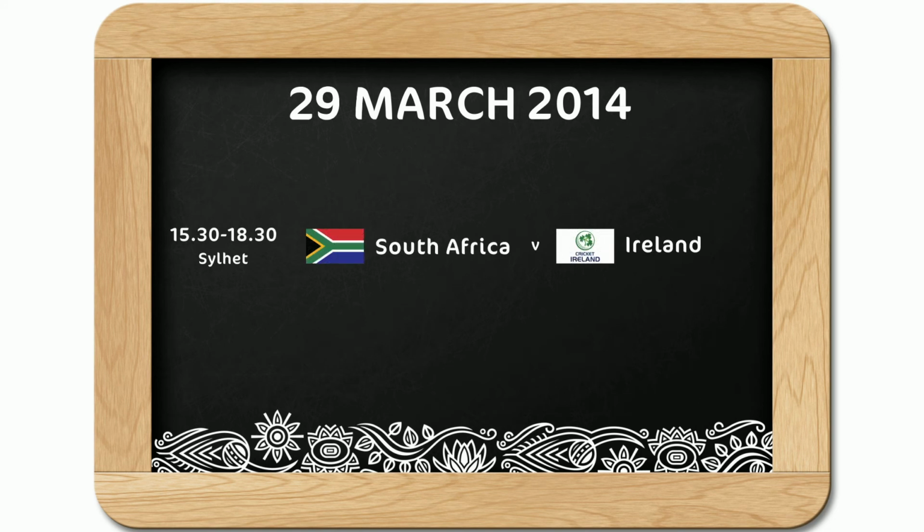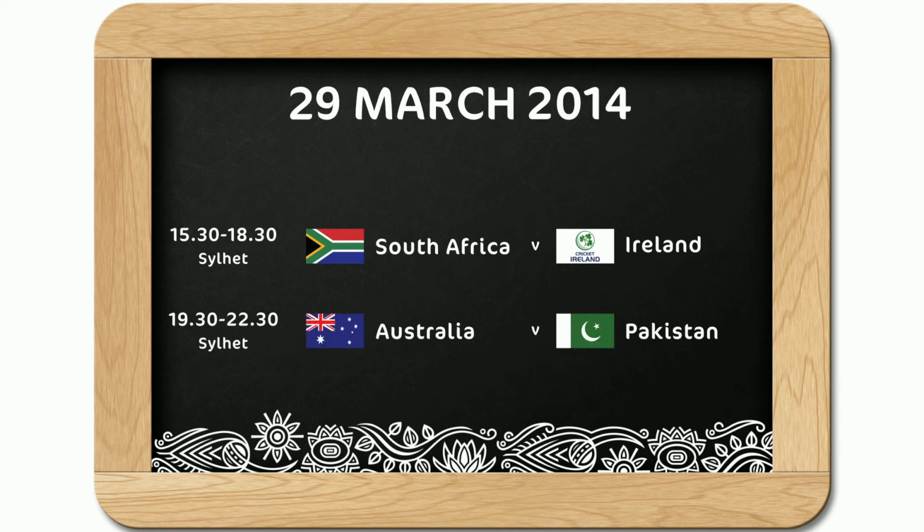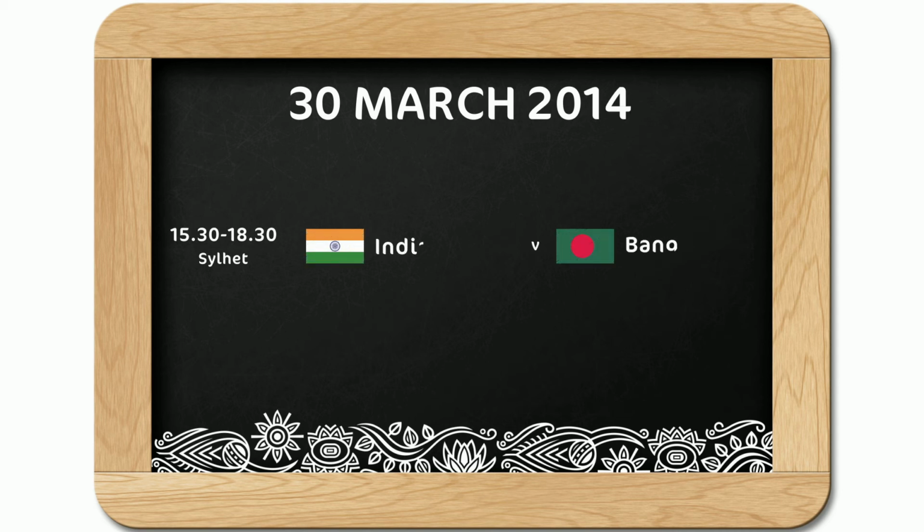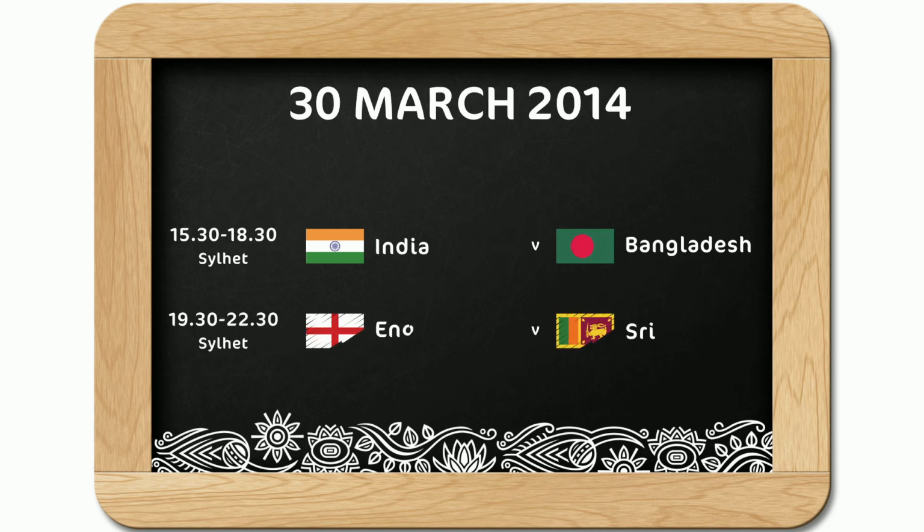The South Africa women's team will be playing Ireland for the first time in the tournament on March 29. The second match of the day will witness the Australian women's team taking on Pakistan for a win. On March 30, two neighbouring nations, Bangladesh and India, will be playing for national pride, followed by an evening match between England and Sri Lanka.